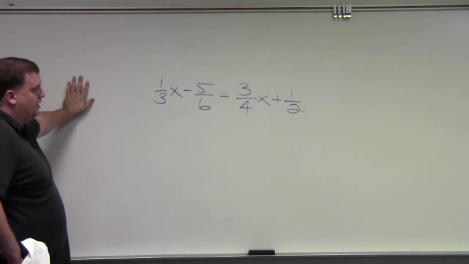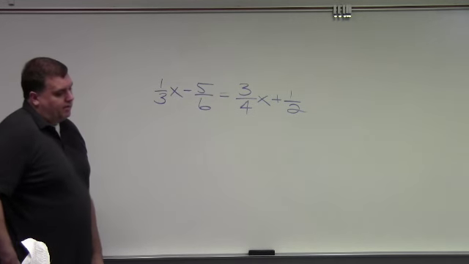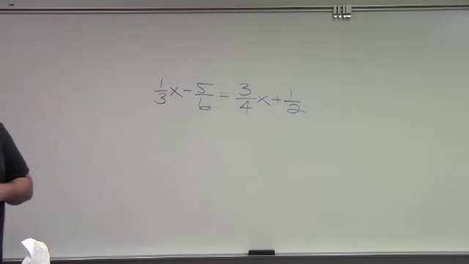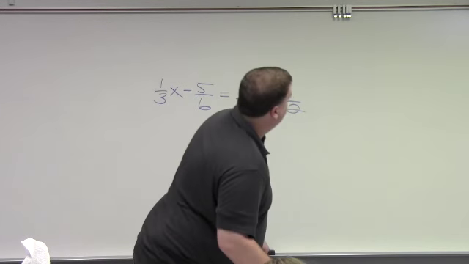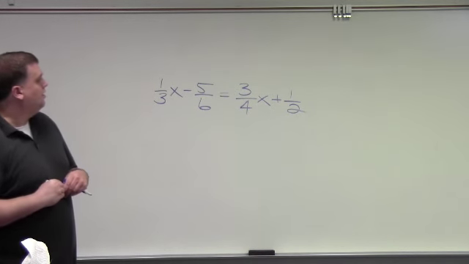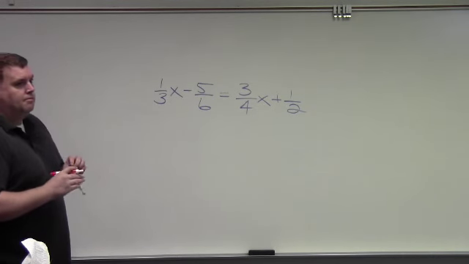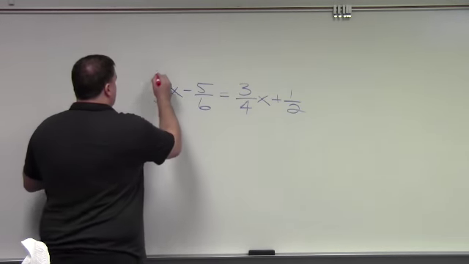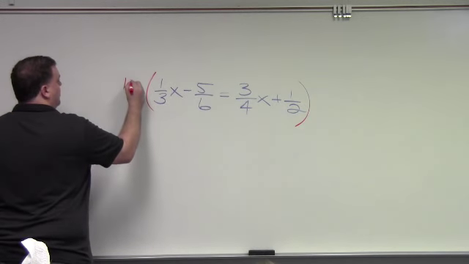As long as you have an equal sign, something that separates one side from the other, you can balance it out. And we can multiply by our lowest common denominator in order to clear those fractions. Looking at my denominators, I've got 3, 6, 4, and 2. What's the lowest number that 3, 6, 4, and 2 go into? 12. So we're going to multiply everything by 12.